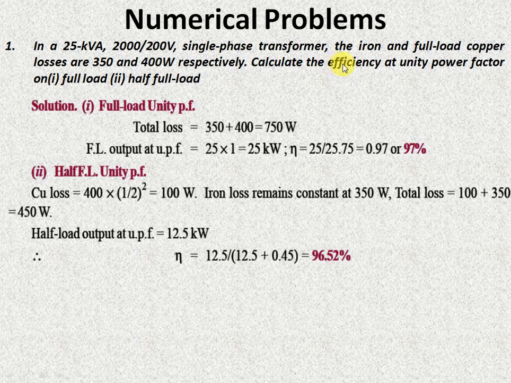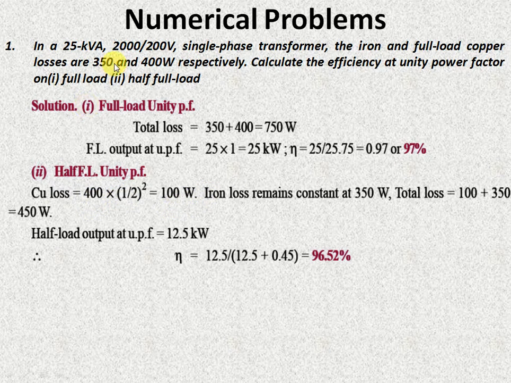Next you are asked to find the efficiency at unity power factor on half full load condition. At half full load condition the copper loss will not be 400 watts. The copper loss at half full load will be half square into 400 watts. It is very clearly explained why it takes a square here in the previous slides, you can refer there. So this copper loss value comes to around 100 watts.